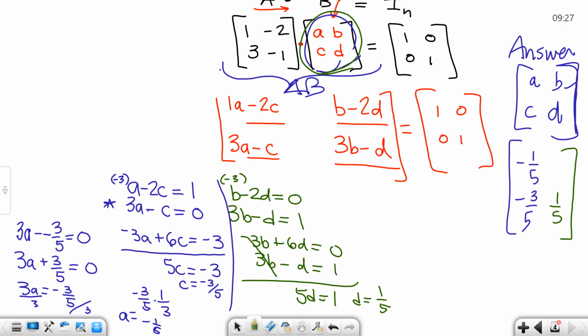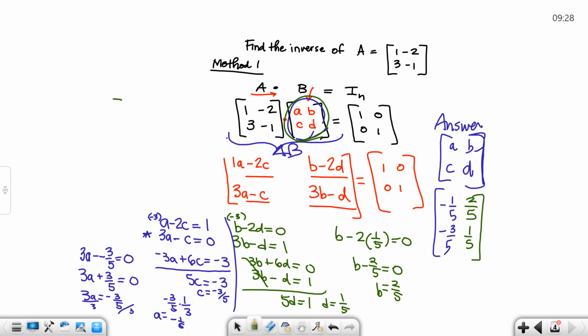Okay, so we plug back in. B minus 2 times D equals 0. So B minus 2/5 equals 0. So B would equal 2/5. So in this particular problem, I'm looking for the B matrix that would cancel out the A matrix to give it the identity. So your B matrix up here is negative 1/5, 2/5, negative 3/5, 1/5, which you could call B, or you could call it A inverse, because you have successfully found the inverse of that matrix.